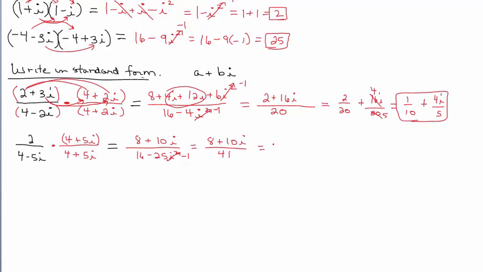And we could split this apart. Oh, excuse me, 41. And then plus 10i over 41. I don't know why I keep wanting to write 4i. So 41.